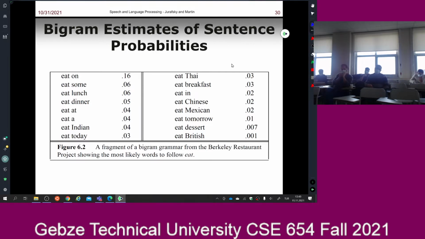Also, for the bigrams, okay? Most of the possible bigrams you will not see, because you don't have enough opportunity to observe the whole language, all the sentences. So that will be a problem.